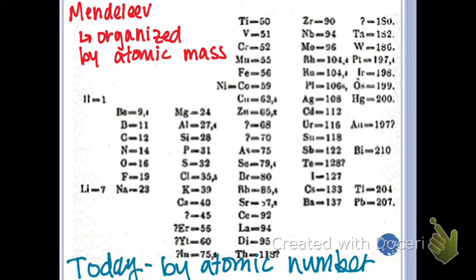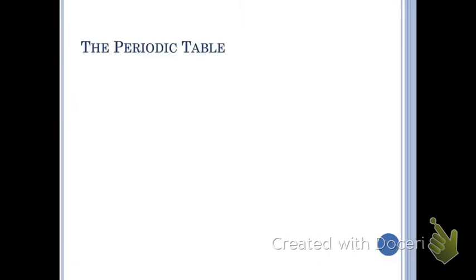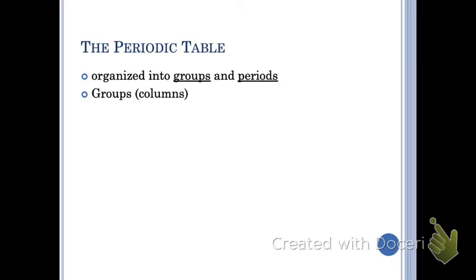The next thing I want to hit on with the periodic table is how it's organized. We talked about similarities, but I want us to look now at specifics. It is organized into groups and periods. Did the video talk about that? Groups and periods. Which one goes up and down? Groups. Groups are the columns of the periodic table.